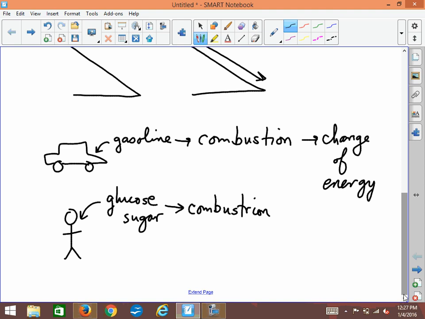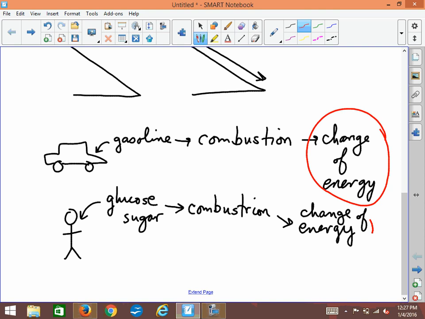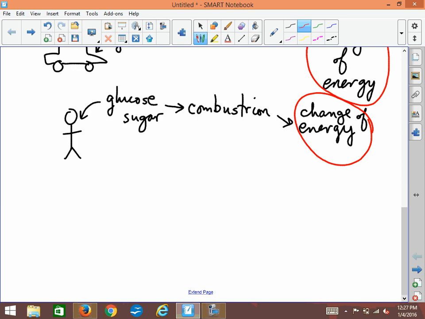The combustion of sugar will cause our energy to change, and we can use those changes of energy to do things like walk upstairs, or our muscles to contract. And so it's very important in physics to look at the way that energy changes whenever something is happening. It's so important that we give it a special type of name. And the word we give is called work.